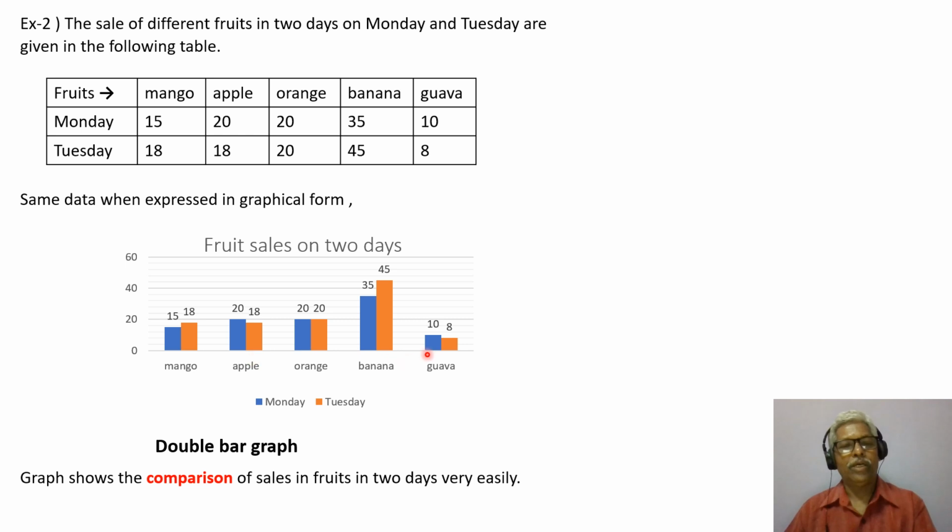You can have a better idea of the sale, or a comparison in sale, when we represent the data in graphical form. This is called a double bar graph. The same is given here. It shows the comparison of sale of fruit on two days very easily.